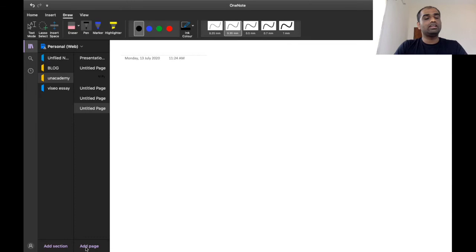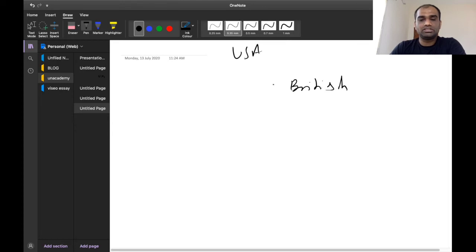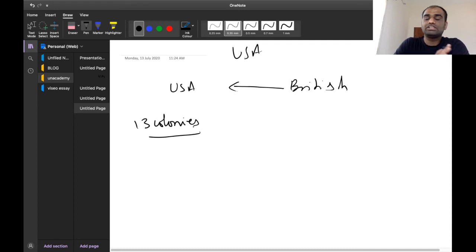Now the next theory emerged in the USA. Clear? Now if you look at the origins of the USA, British merchants went to the USA and occupied 13 colonies in the USA.